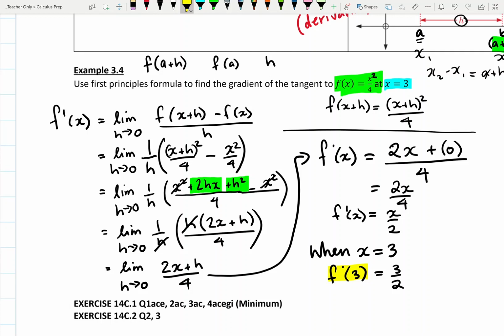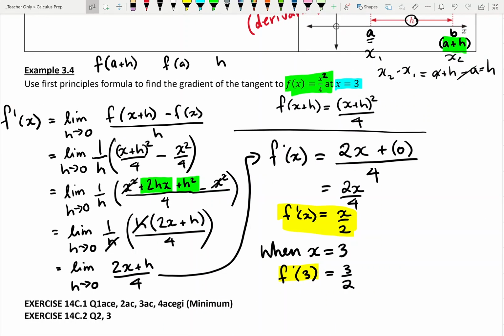The advantage of doing it this way, rather than subbing in values of x straight away, is that you can find the gradient function for any x, and then you can just substitute it in. So for example, the slope at x equals 5 is going to be f dash of 5, which is 5 on 2. And so we can calculate the slope at any point using first principles. That's it.